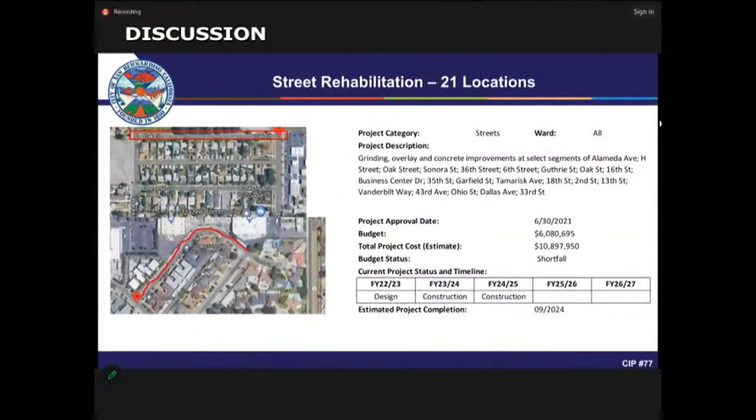And it says estimated completion time of September 2024? That is correct. Is there a reason why it's taking so long with this iteration of street rehabilitation? Are we doing more than one vendor? Are we just doing one? Are we splitting it up? Why is it taking so long? It was put out to bid, and then we rejected the bid because there was no money. I remember that. Okay.